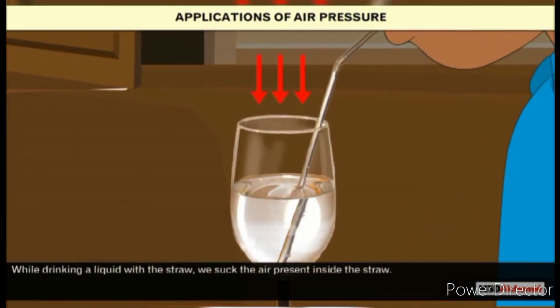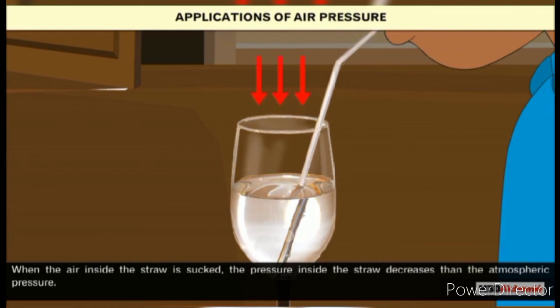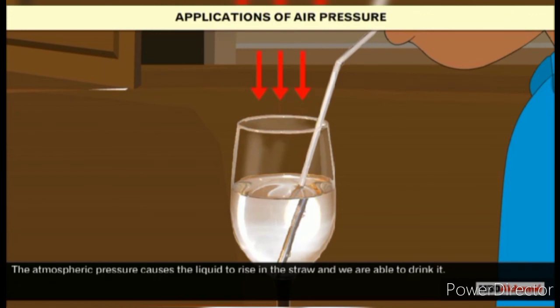While drinking a liquid with the straw, we suck the air present inside the straw. When the air inside the straw is sucked, the pressure inside the straw decreases below the atmospheric pressure. The atmospheric pressure causes the liquid to rise in the straw and we are able to drink it.